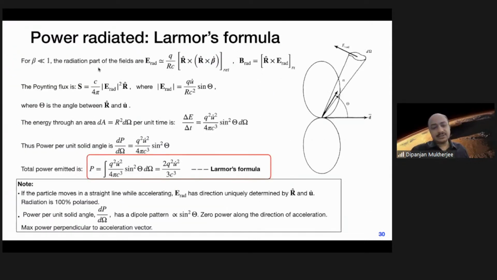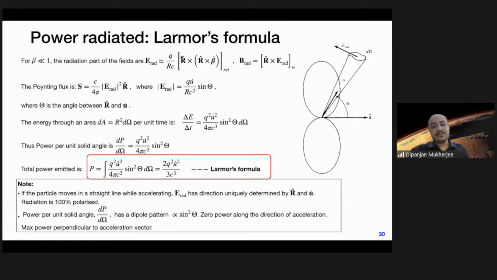Now, we will consider a situation where we are non-relativistic, that is, beta is much less than 1. So in that case, after some approximations, we can write the radiative part of the electric field in this particular format, and the magnetic field is R cross E radiation. All of this again is computed at the retarded time, meaning where the charge would have been at an earlier time, t minus r by c. Now, as we know, the Poynting flux is E cross B, and if we just take the mod square of it, it is E rad squared, because B is just R cross E, towards the direction of the arc.